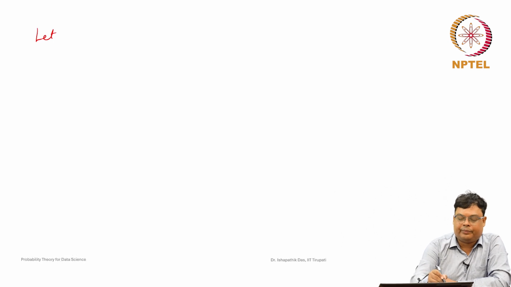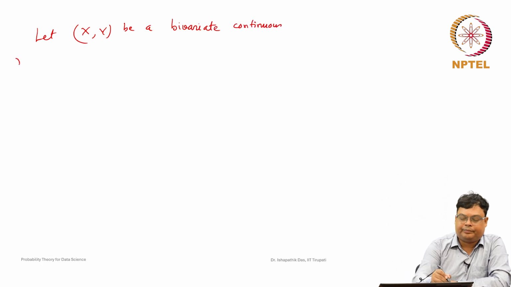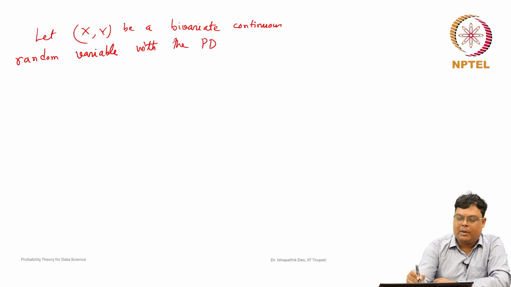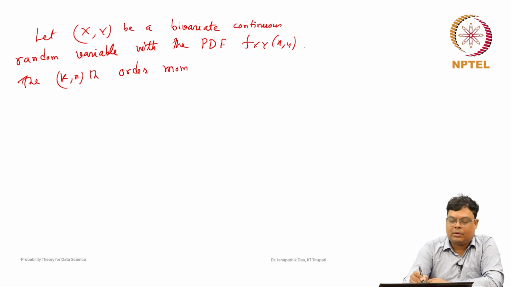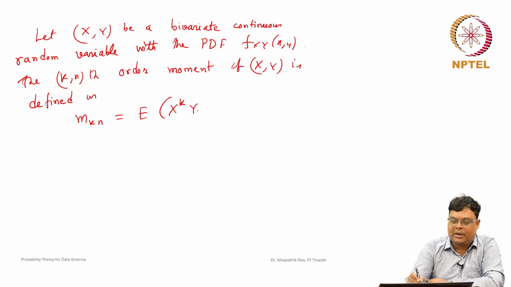So, let (X, Y) be a bivariate continuous random variable with the probability density function f_{X,Y}(x,y). The (k,n)th order moment of (X, Y) is defined as an expected value. It is denoted as m_{kn}, which is equal to the expected value of X to the power k, Y to the power n.